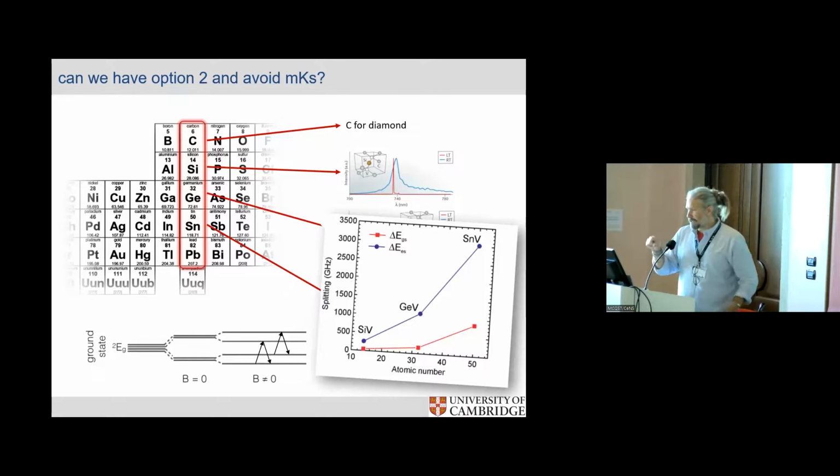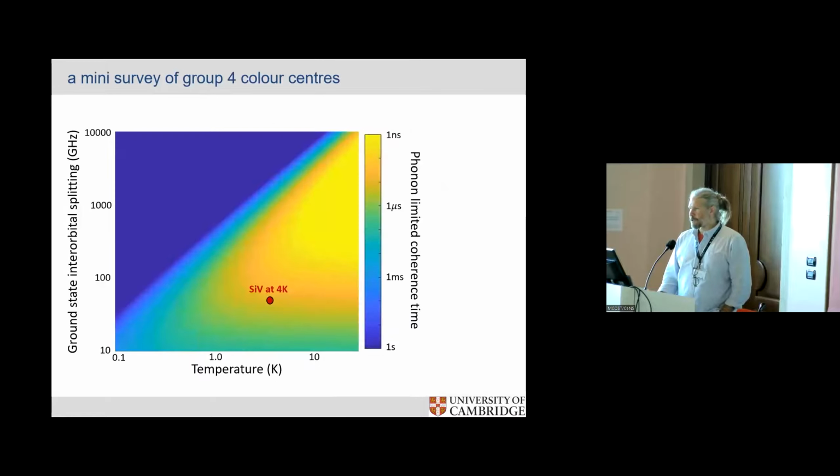So silicon is 50 gigahertz or so. Tin is already at 800 gigahertz, and the excited state splitting is terahertz, 3 terahertz or so. So that means you should be able to do exactly the same measurements at more and more elevated temperatures, depending on the color center that you pick as you go down that list. So this is the temperature versus ground state splitting, and the color code refers to the phonon limited coherence time you expect in these systems.